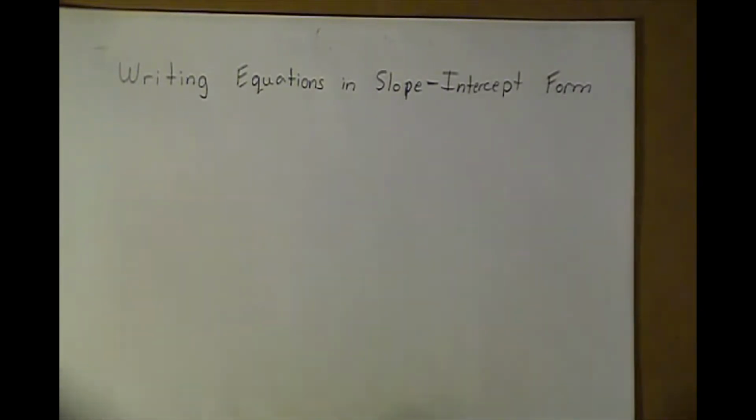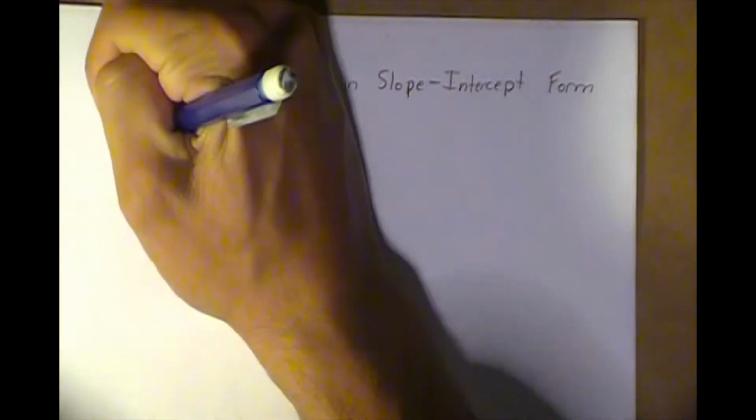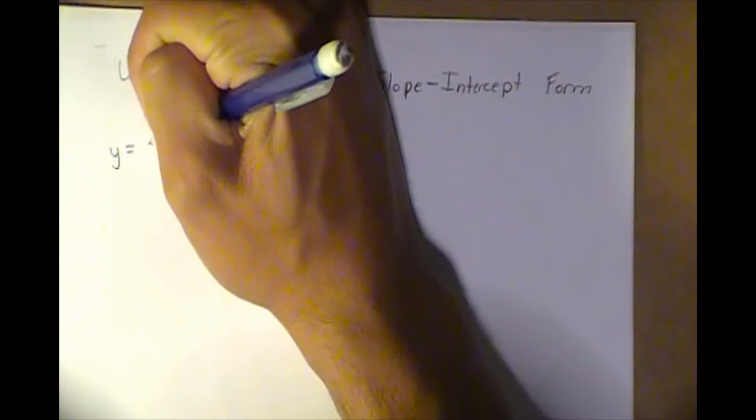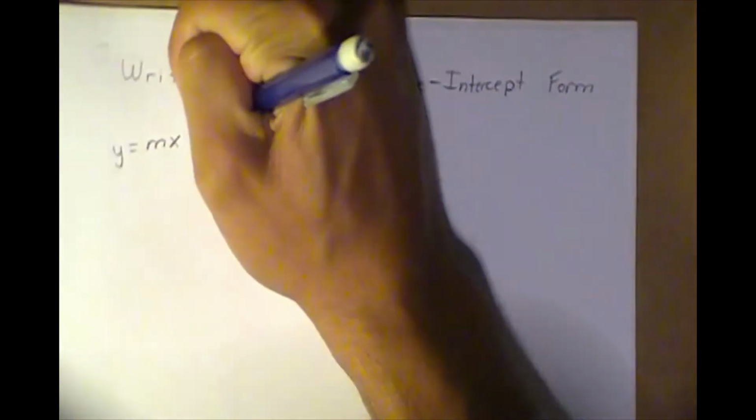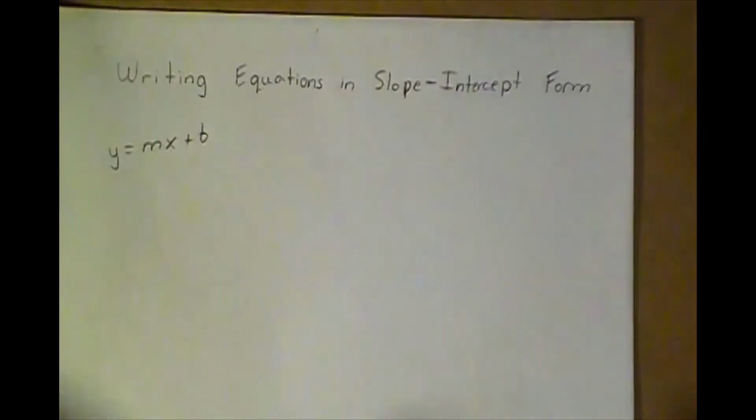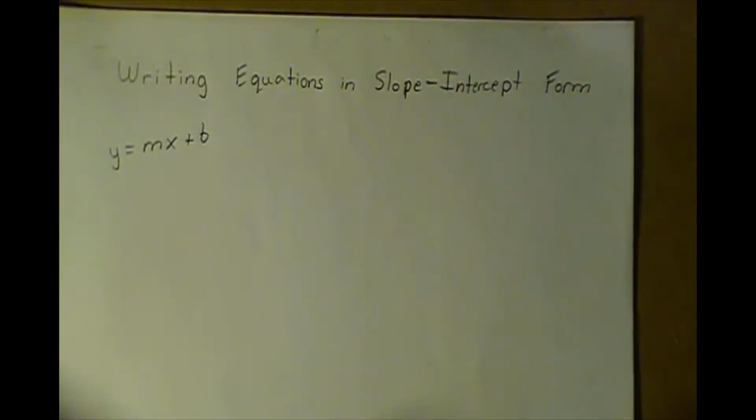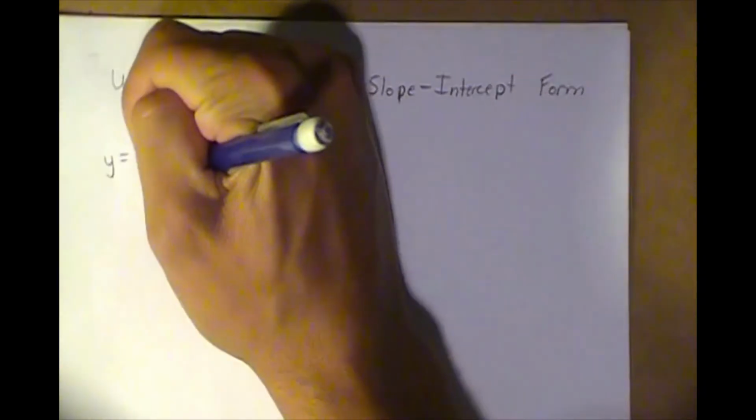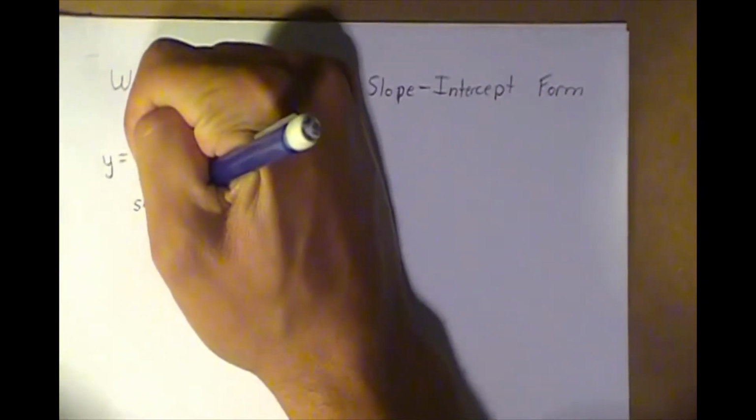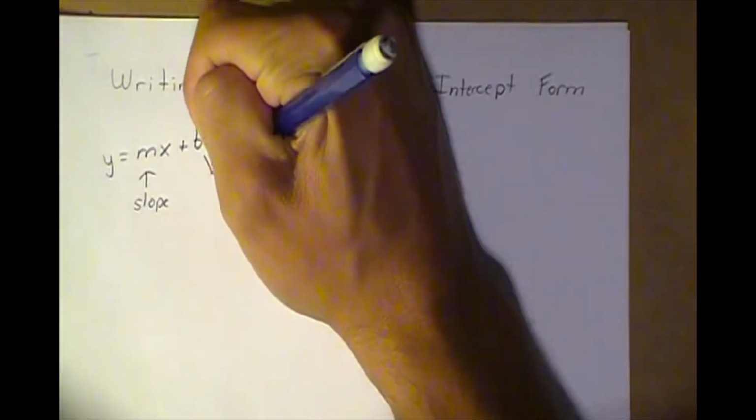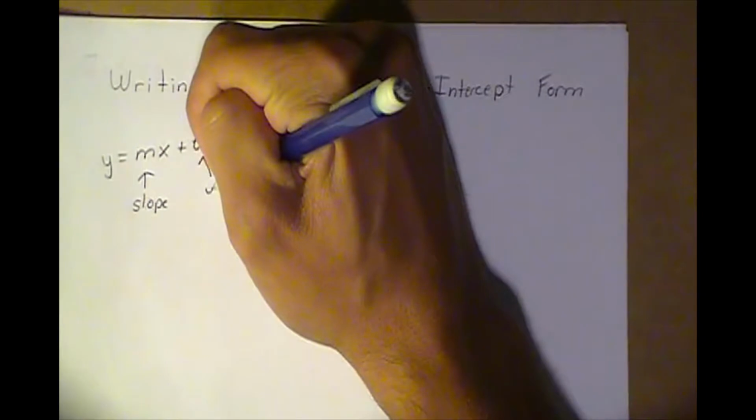Today we'll be covering writing equations in slope-intercept form. So let's start with identifying what the slope-intercept form looks like. It looks like this. Y is equal to mx plus b. Now let's identify the different components of y equals mx plus b. M is the slope. B is the y-intercept.